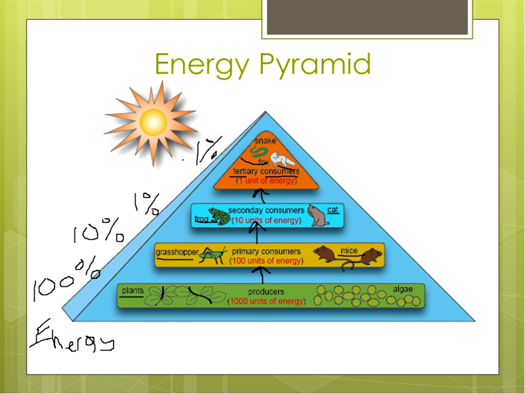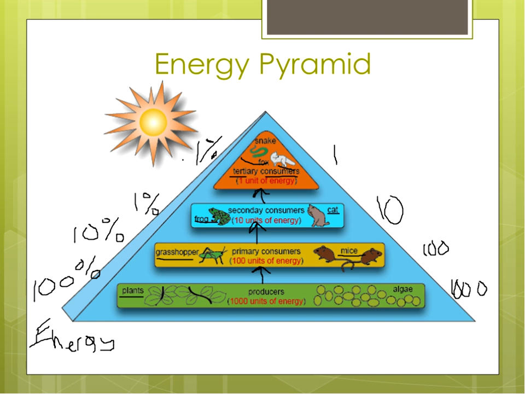So if we have, let's just go with numbers, let's say there's 1,000 units of energy here. Well, this would turn into 100. This would turn into 10. And this would turn into just 1. The reason why is just because energy is inefficient. We don't break down energy as well as what we could.